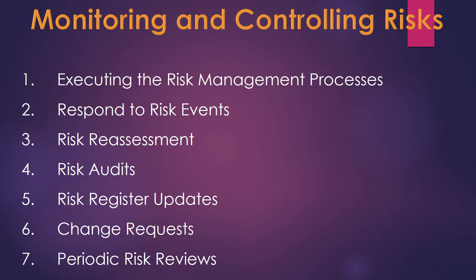Monitoring and controlling risks. Monitoring and controlling risks involves executing the risk management processes to respond to risk events. Some of the key elements of this process are executing the risk management processes, responding to risk events, risk assessment, risk audits, risk register and the risk register updates, change requests, and periodic risk reviews.